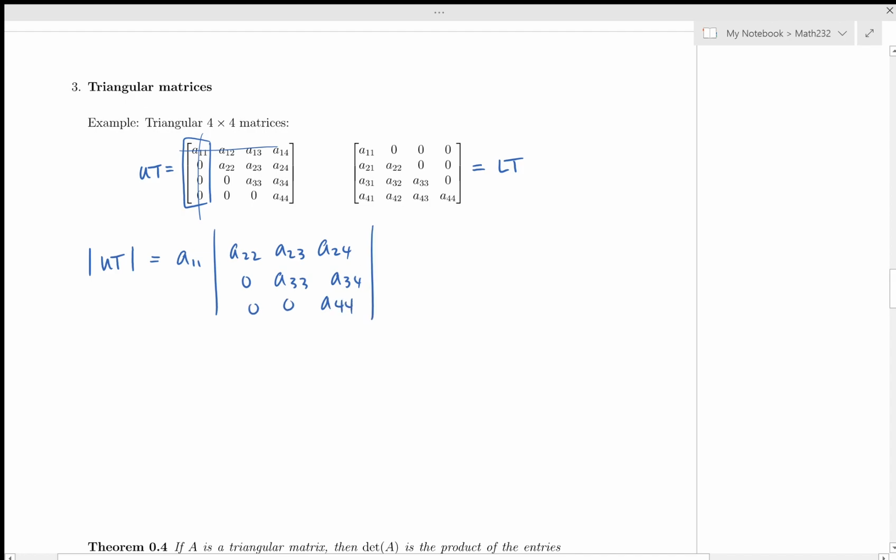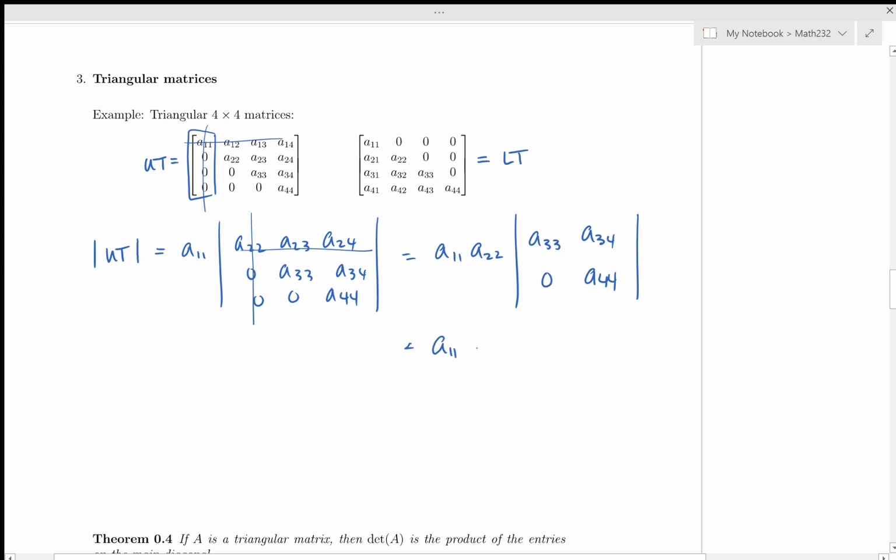Okay, then I do the same thing. I do the cofactor expansion along here, and I get A11, A22, and then I'm quickly down to my 2 by 2 case, and then I compute that, and I get A11, A22, and then A33 times A44, and then this is 0, so that other product is 0, and I'm done. So it is the elements along the diagonal.